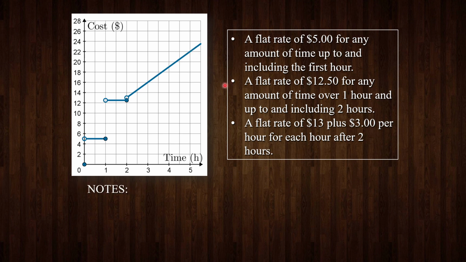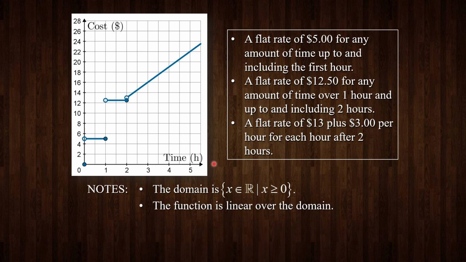A few notes about this graph. First of all, notice that the domain is all of the real numbers x such that x is greater than or equal to 0. Our x-axis is measuring time here, so our lowest value is 0, and we're looking at the values that are greater than 0. That is positive values. Notice this function is linear over its domain. We see a lot of lines. We see this line here that has a slope of 3. We see this line segment here, this horizontal one, this one here as well, all linear.